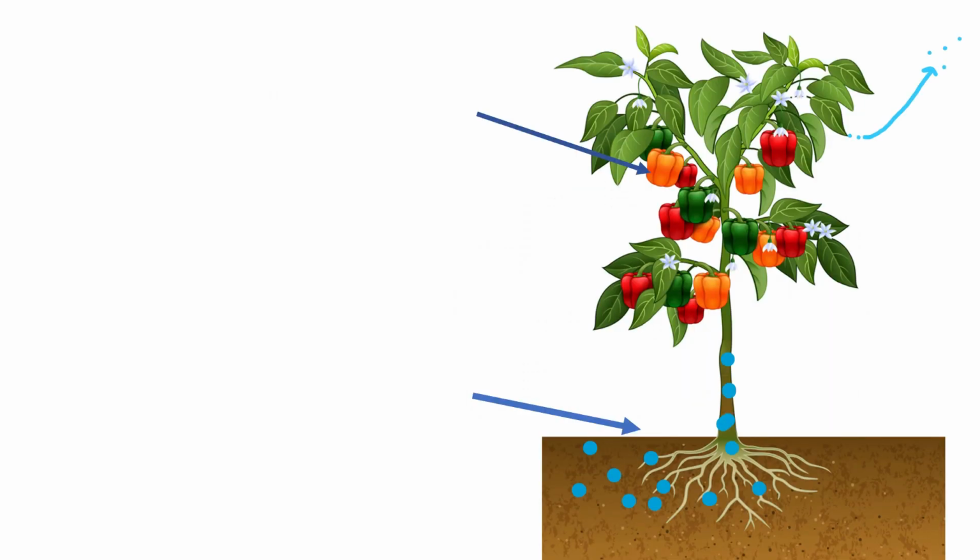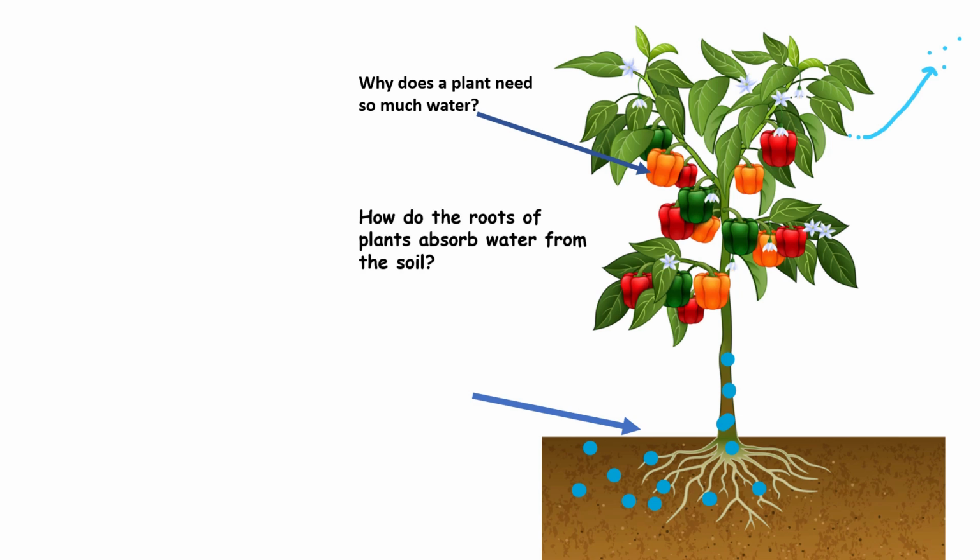Okay, looking at this picture of a tree, why does a plant need so much water? Well, we can see water is escaping from the leaves of the plant, but also water is needed in the fruits and the leaves themselves. How do plants absorb water from the soil?